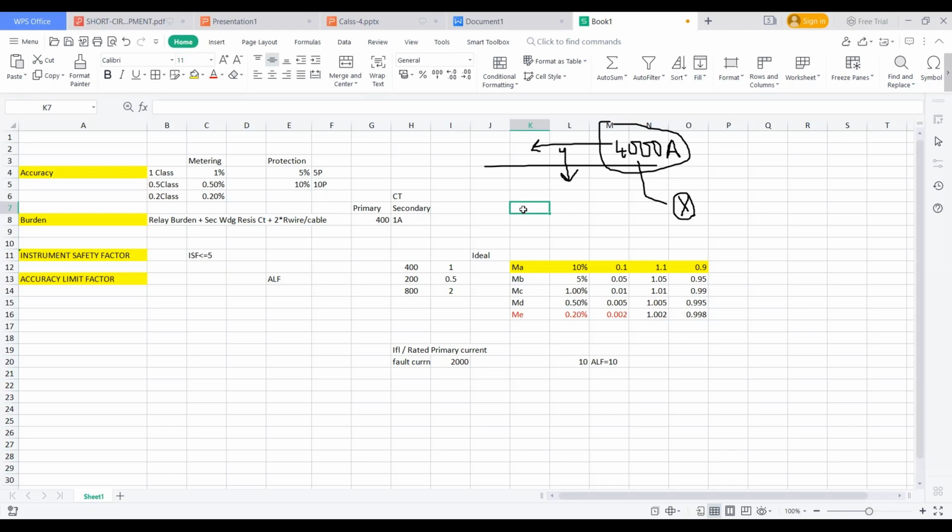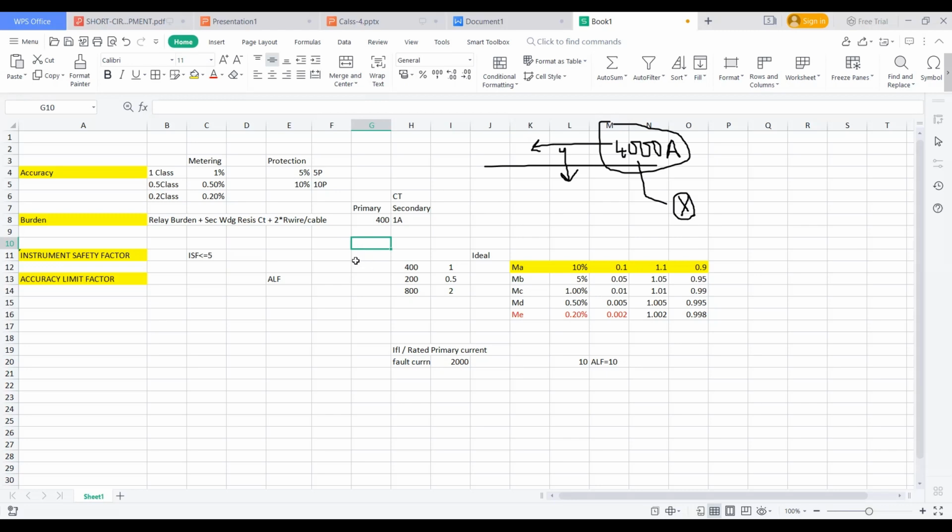Okay. So this is about instrument security factor and accuracy limit factor for metering and protection. Team, any doubts? Ahmed? Sunil? Am I clear to you? Okay, cool. These are some important things that we are looking at in the CT.